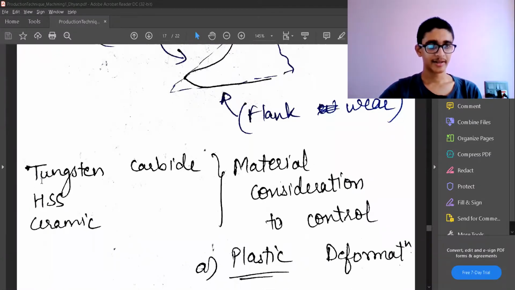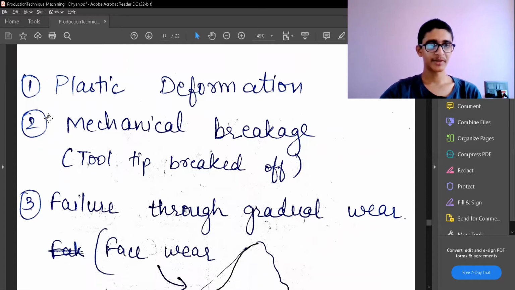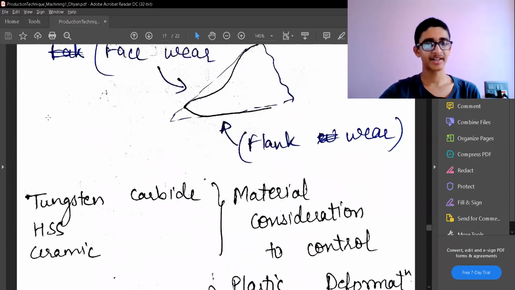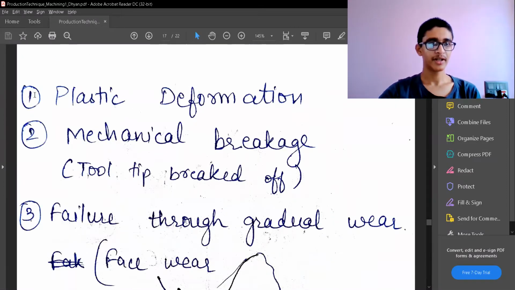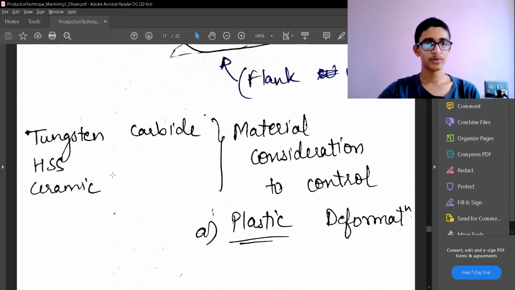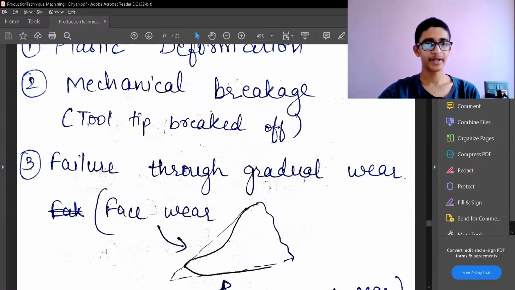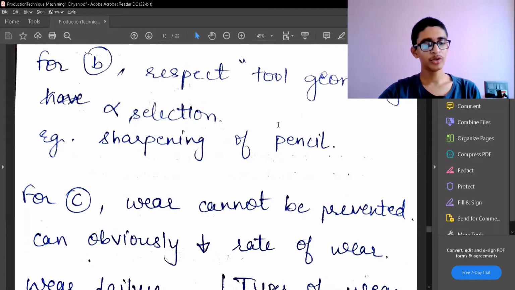And the tungsten carbide, so material consideration to control the plastic deformation. We want to reduce the amount of plastic deformation, so we can have higher strength materials. To work against the plastic deformation, I can use a tungsten carbide tool, high speed steel tool, or ceramic alloy tools. Now to tackle the mechanical breakage or tool tip breakage, I need to respect the tool geometry.